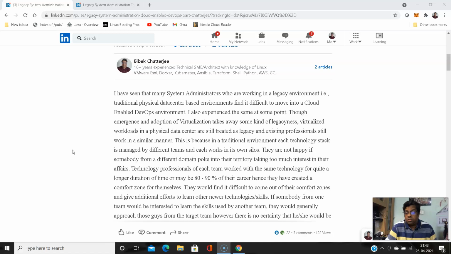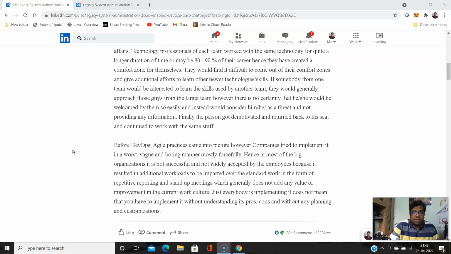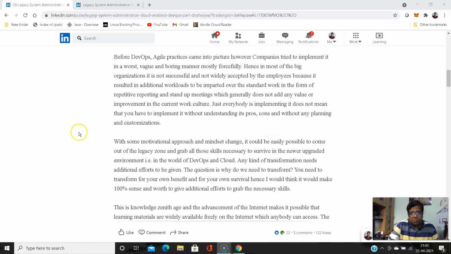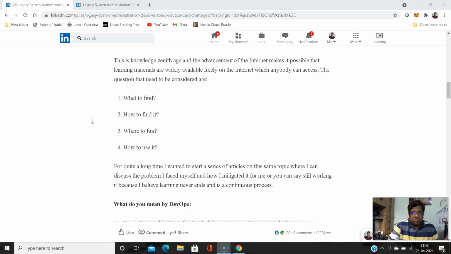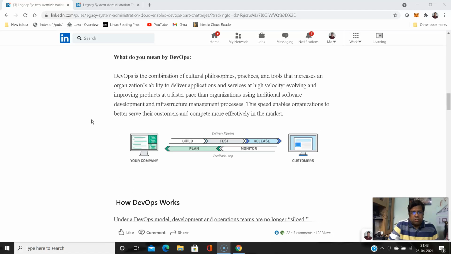So what is the requirement now? The question is why all of a sudden we need DevOps. What is the requirement of DevOps, why do we need it, and where did it emerge from? If you go through this document, I have explained everything, like what the requirement of DevOps is and what it does. The definition of DevOps is the combination of cultural philosophies, practices, and tools that increases an organization's ability to deliver applications and services at high velocity, evolving and improving products at a faster pace than organizations using traditional software development and infrastructure management processes.